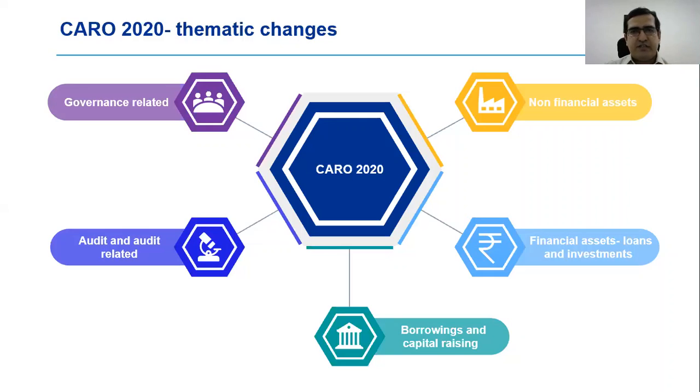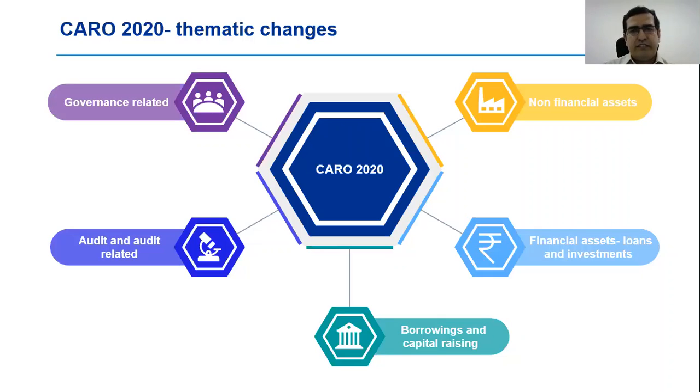Key requirements for a quick summary are that CARO 2020 will require management to have summary information and quantitative details. They will require management to periodically verify these non-financial assets. Any discrepancies that arise on verification would now be reportable. Any revaluation that was carried out during the year is also reportable. Also, it is required that the revaluation is carried out by a registered valuer.